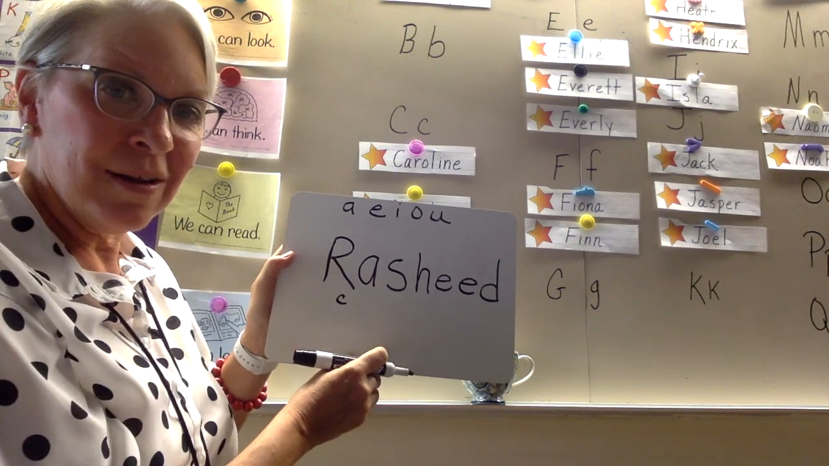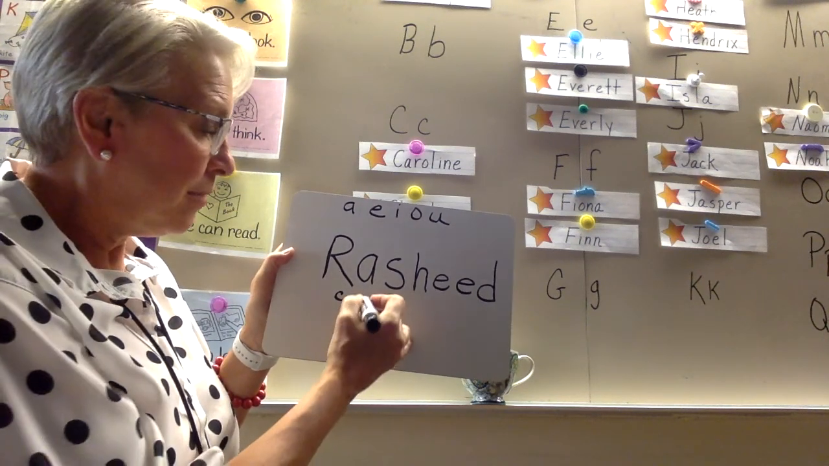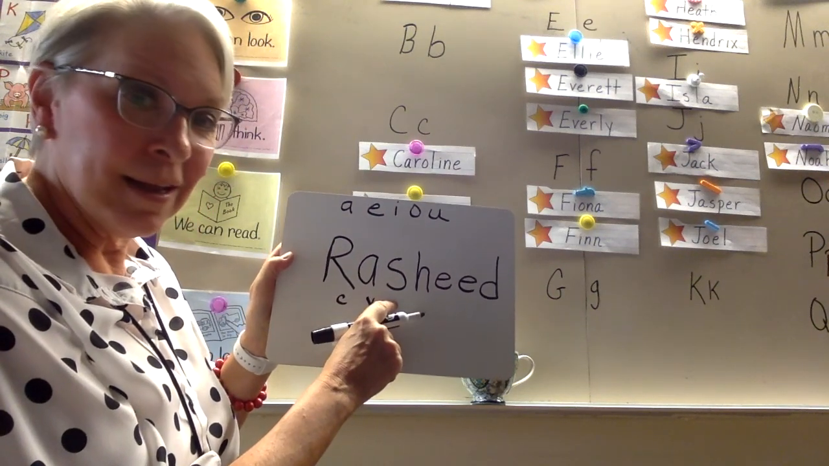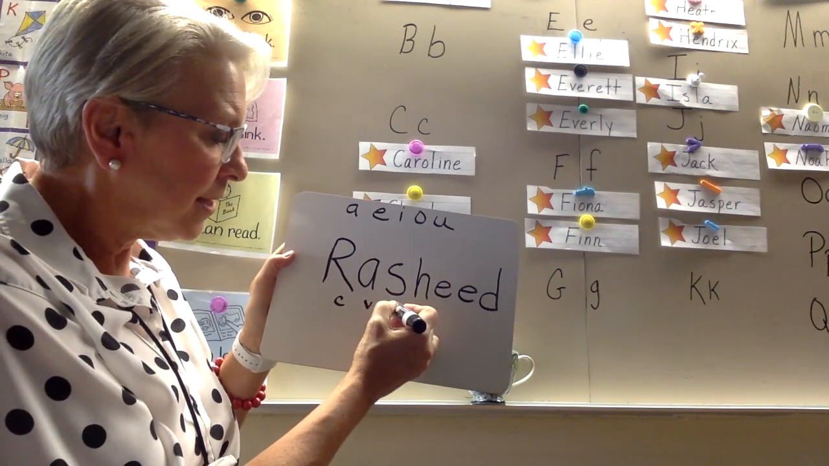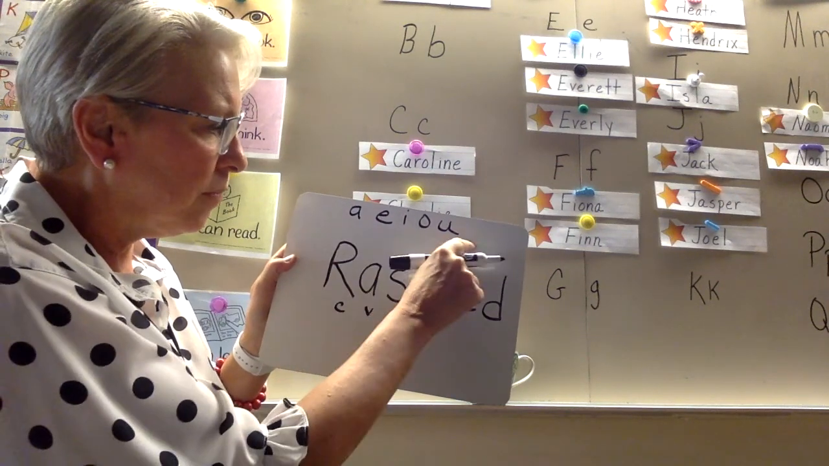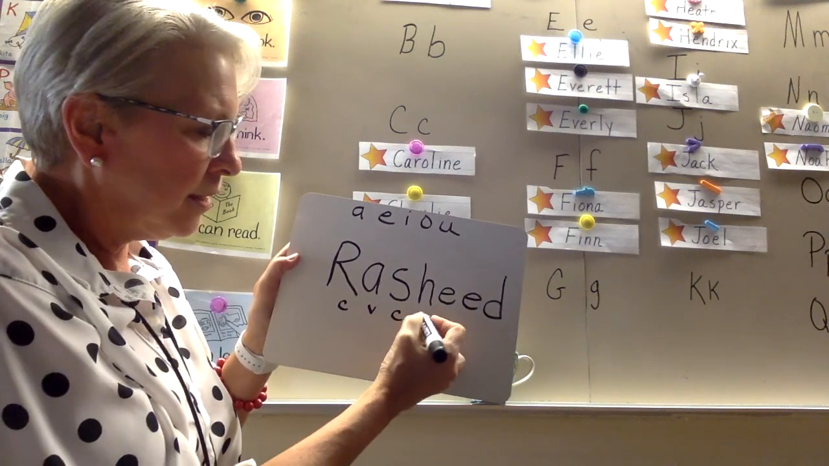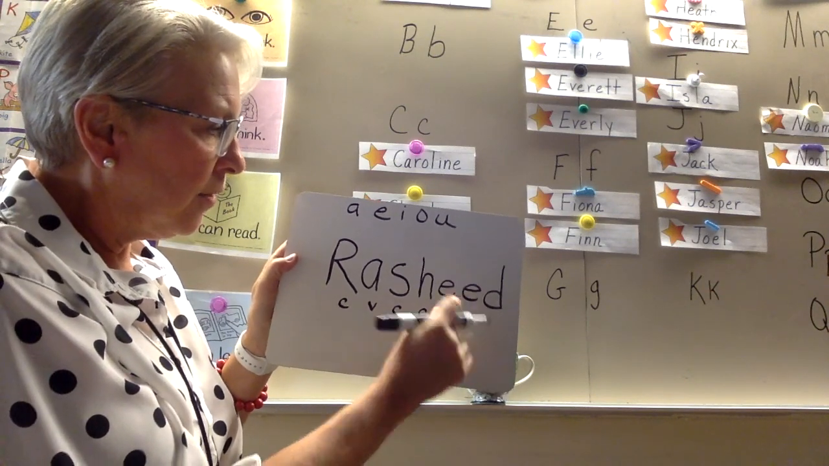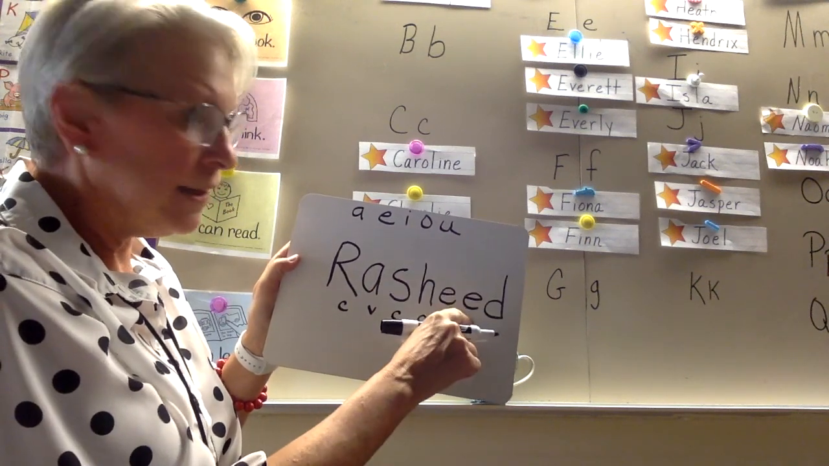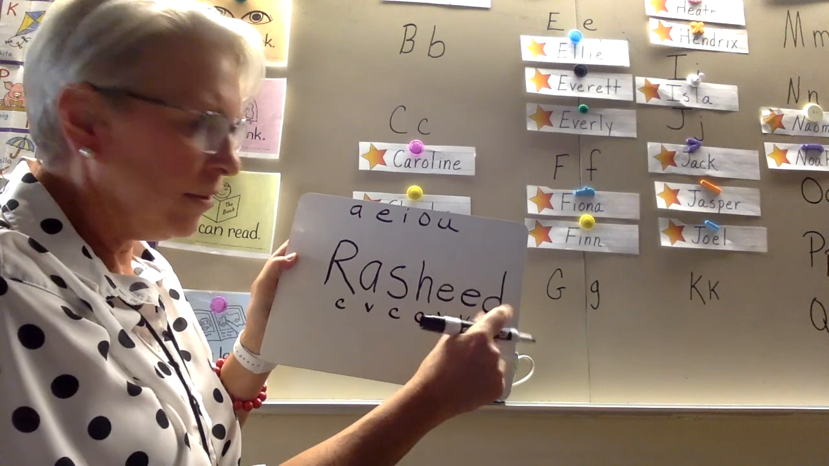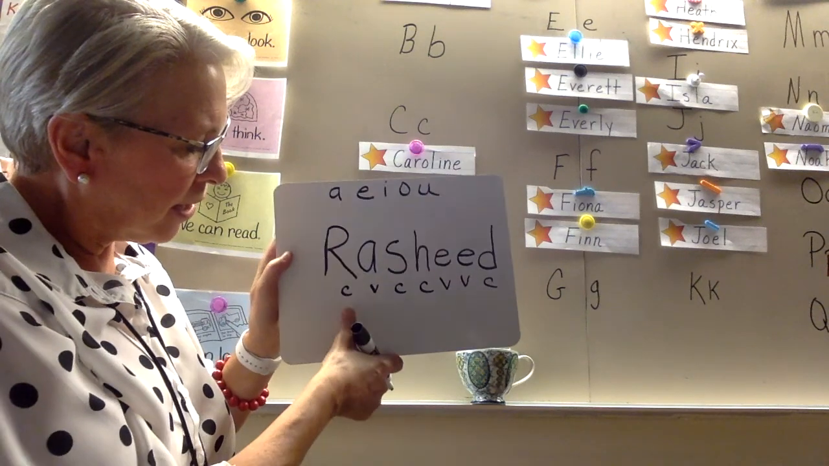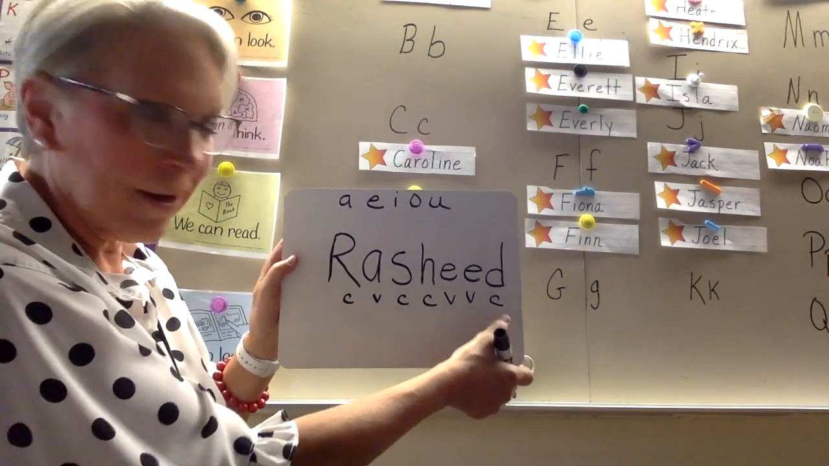Is A a vowel? I'm going to put a V for vowel. Is S a vowel? I'm going to put a consonant because it's not a vowel. What about H? Do you see an H up here? Is it A, E, I, O, or U? It's a consonant. What about E? I see E. It's a vowel. What about this E? It's a vowel. What about D? It's a consonant. So I've got a consonant, vowel, consonant, consonant, vowel, vowel, consonant.